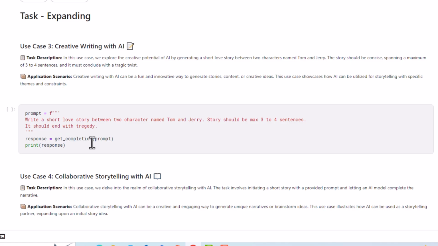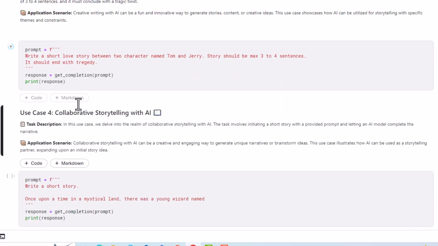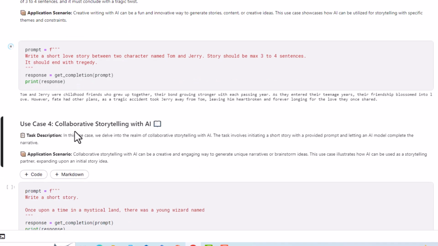So let's look at one such example. We are saying that you write a short love story between two characters named Tom and Jerry. We are giving two constraints here. One constraint is that it should not be more than 3 or 4 sentences. The other constraint is that it should end with tragedy. So let's try and run this. As you can see, the model has given us a story with 3 or 4 sentences, and it has ended the story with a tragic ending.